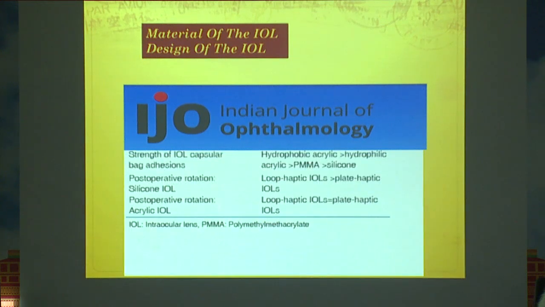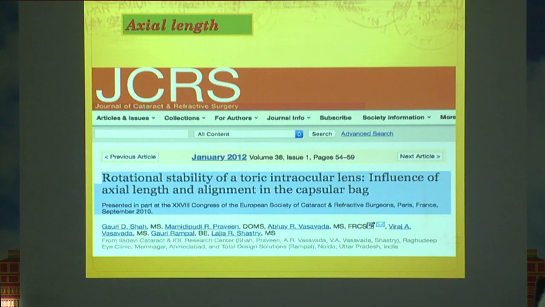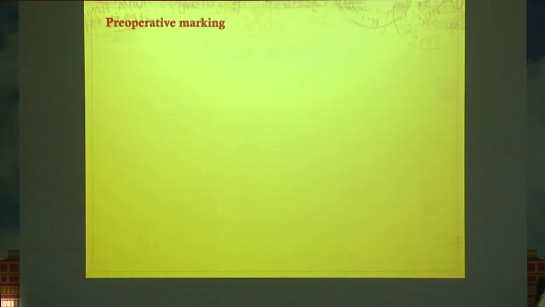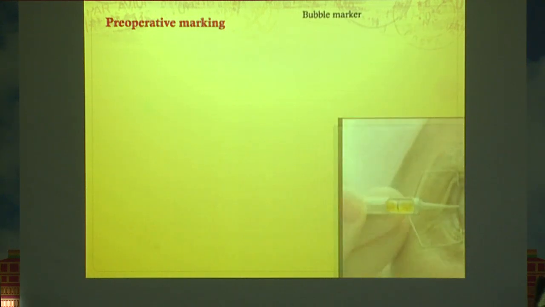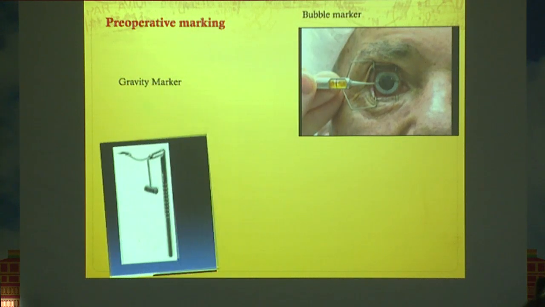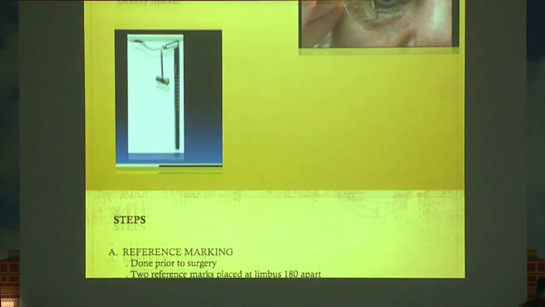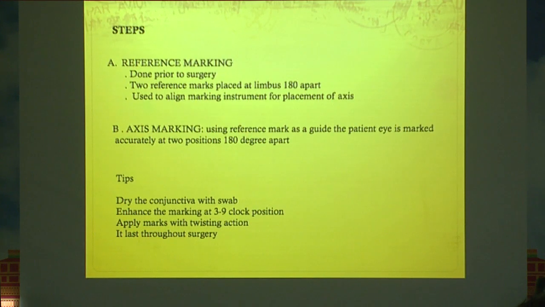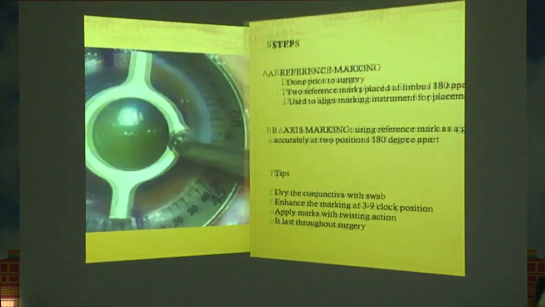Material is important, as I previously told. Rotational stability I have already told. For marking, you can use a bubble marker, which I used, and the marking should be perfect and not fudged out at the margin. Gravity mark is also available, but I have not used it till now. Reference marking should be done to mark the 180 degree and 90, and before the marking, the cornea should be dry. Enhance the marking at the 3 and 9 o'clock position. Apply marks with a twisting action, and it lasts throughout the surgery.